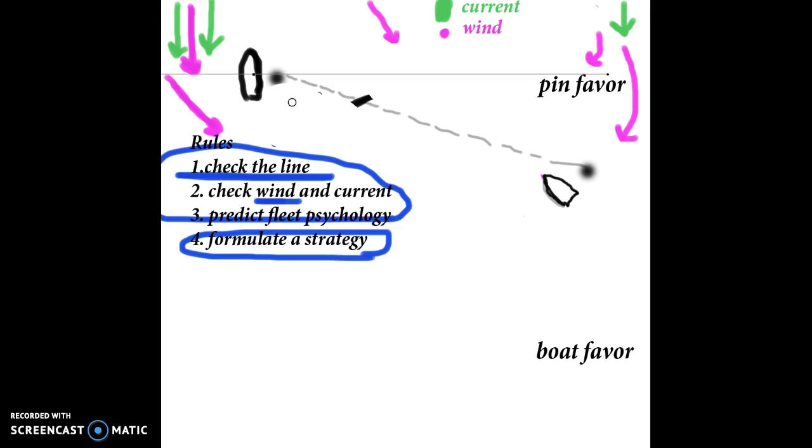But the most important thing is that when there's a giant, obvious pin-favored starting line with current and wind, current pushing everyone away from the start line, and light wind, we need to be here, okay? We need to be here. And we're not doing our pre-start research, and we're getting caught here.